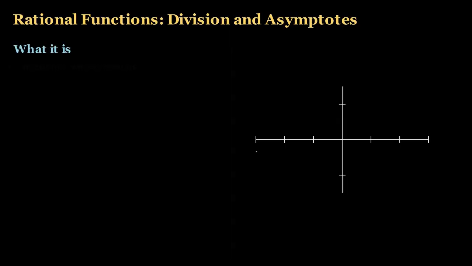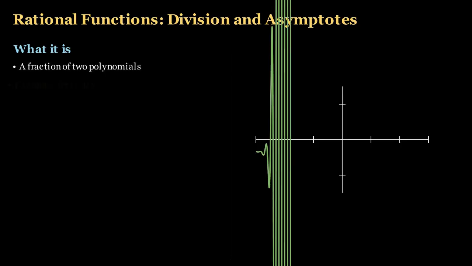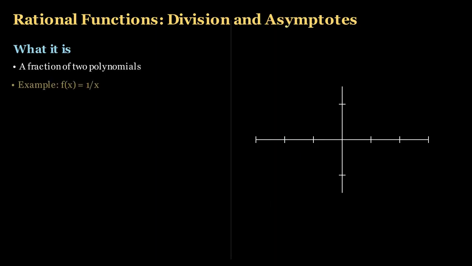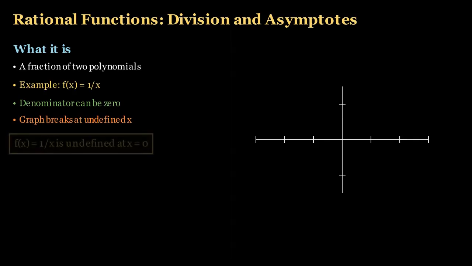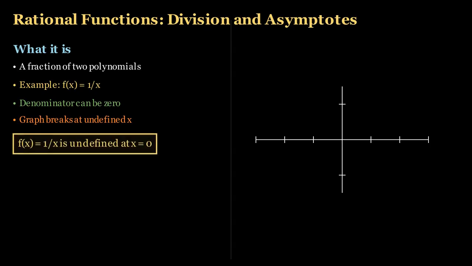A rational function is simply one polynomial divided by another, like a fraction. Think of f of x equals 1 over x. Here, the numerator is the constant polynomial 1, and the denominator is the identity function x. The big new idea is that the denominator can become 0. For f of x equals 1 over x, when x is 0, we'd have 1 divided by 0, which is undefined. So the function simply doesn't exist there.